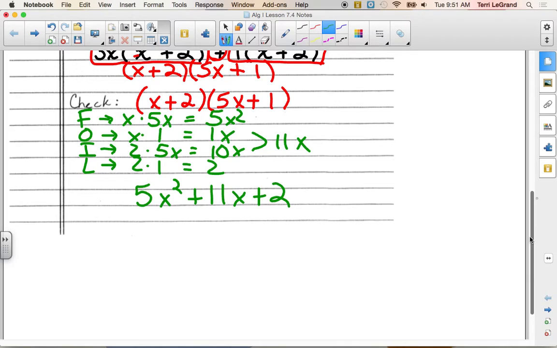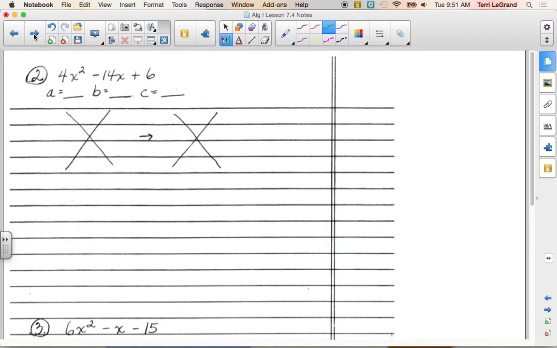So, a pretty slick way of getting there without having to try a whole bunch of combinations. Do you agree? Okay. Anybody got a question? Let's go to the back side and grab a couple more to practice, and then you can go work on your homework.